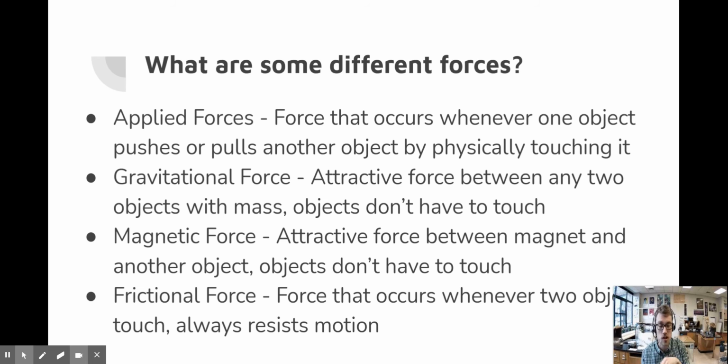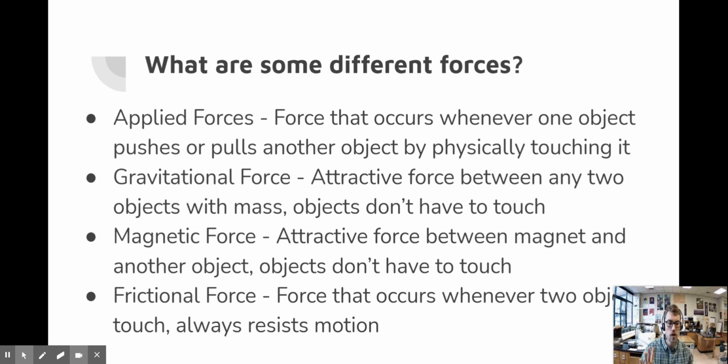The last one is friction. Now this is one that you are familiar with, but it's not necessarily something that you think about all the time. Friction is what allows me to hold up my coffee mug. It's a force that always occurs whenever two objects touch and always resists motion. So I'm holding my coffee right here. Gravity wants to pull this down, but I'm able to grab the coffee mug. Why is that? Because the friction between my skin and the coffee mug is resisting the pull of gravity down. It's holding on to this.